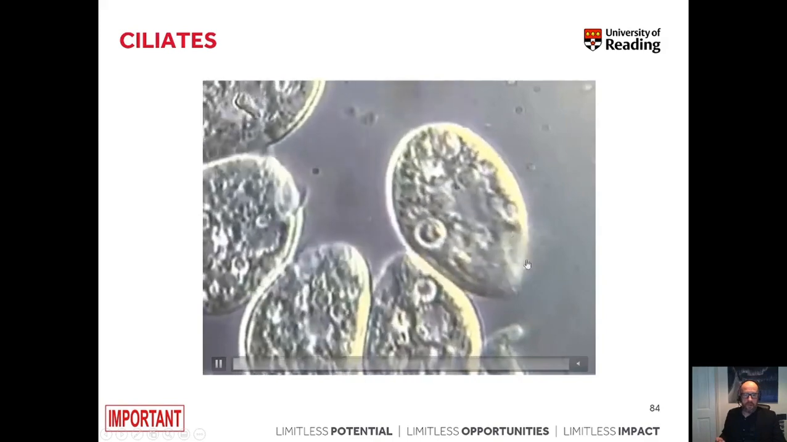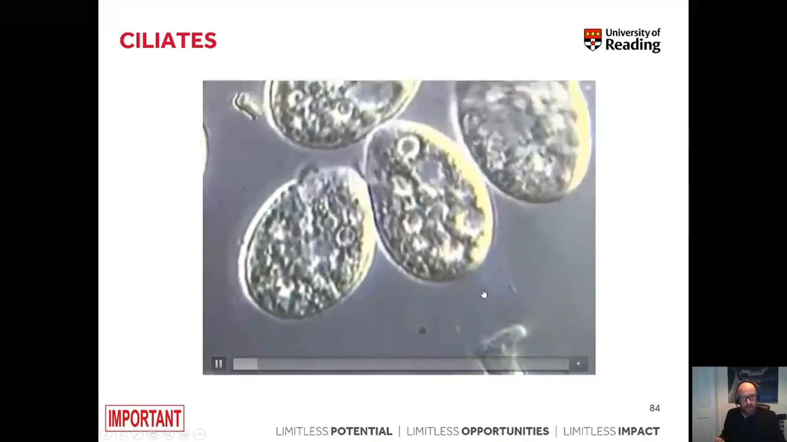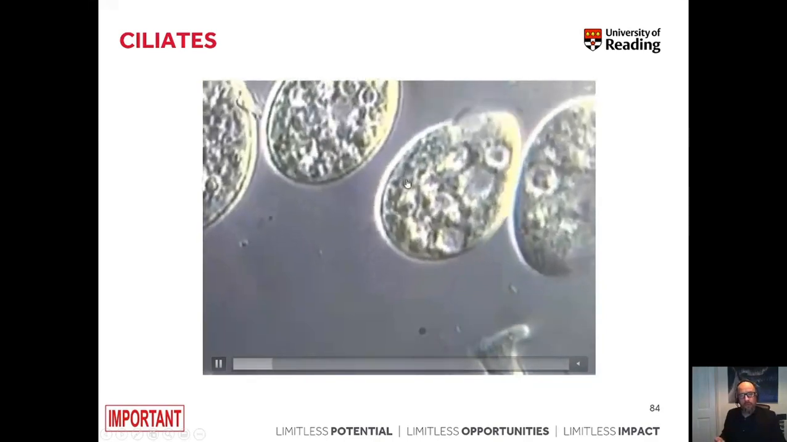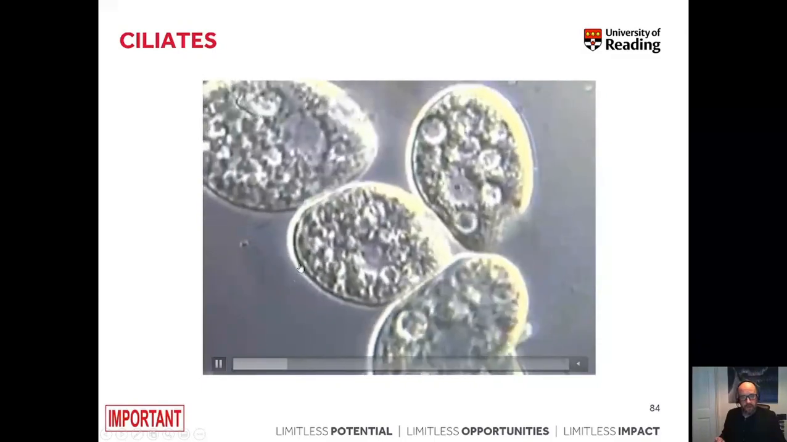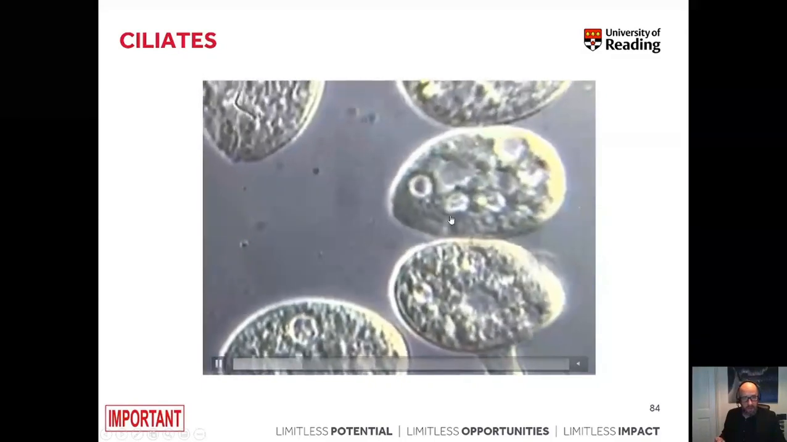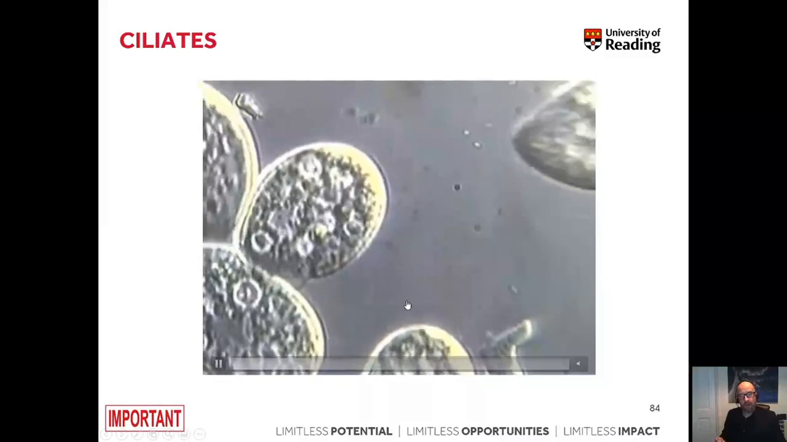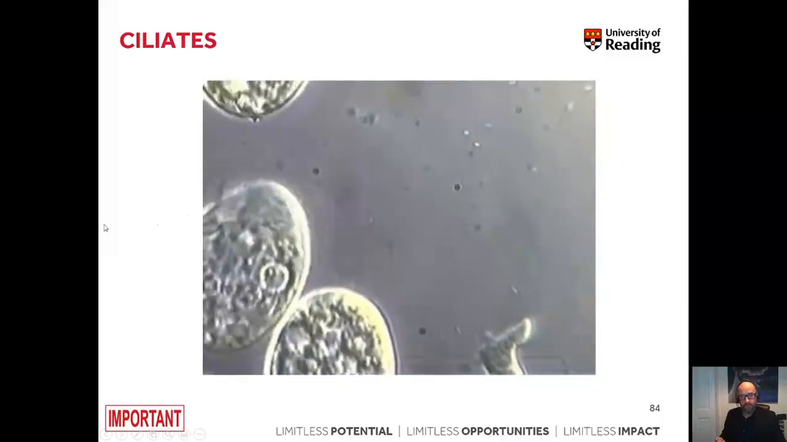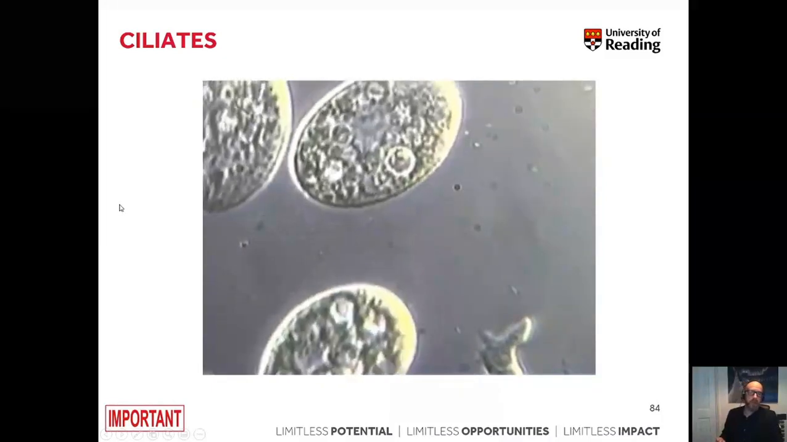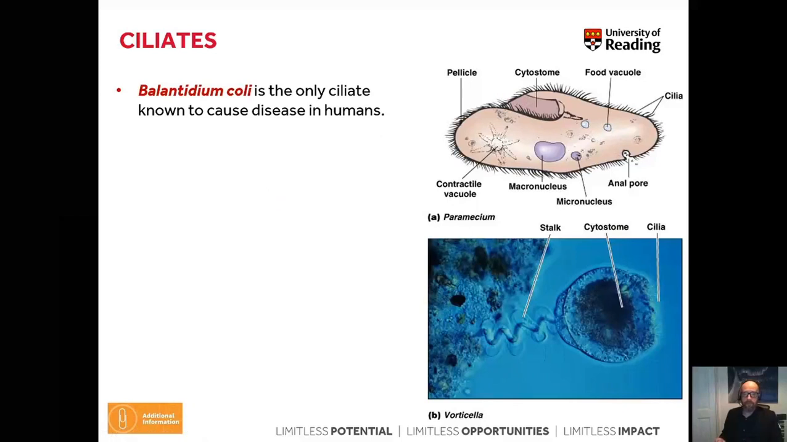As you can see here on this image, ciliates move quite quickly and they use cilia, and you can see them as shades surrounding the membrane here. So this is how ciliates move.